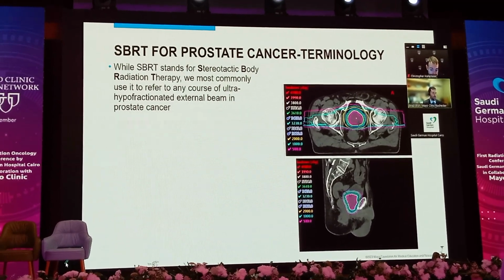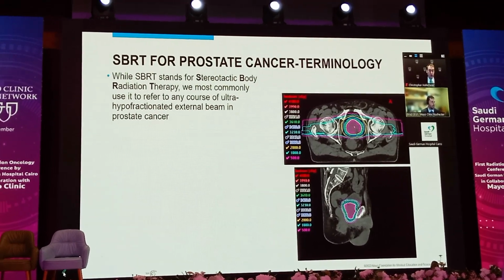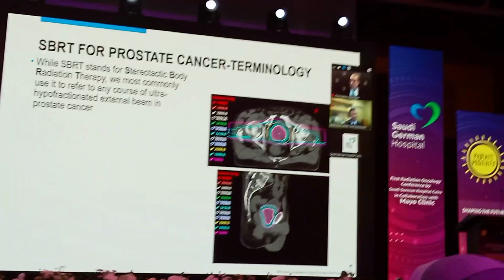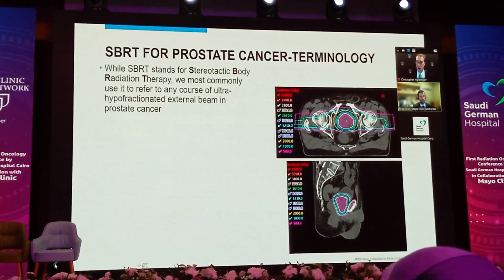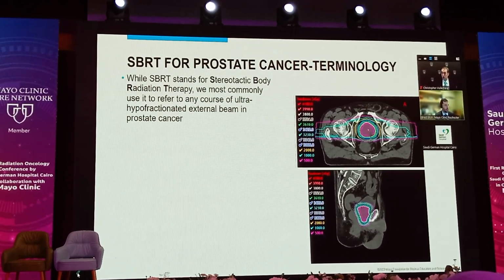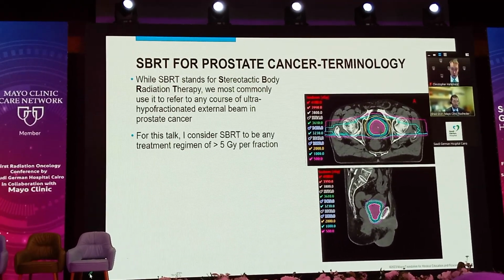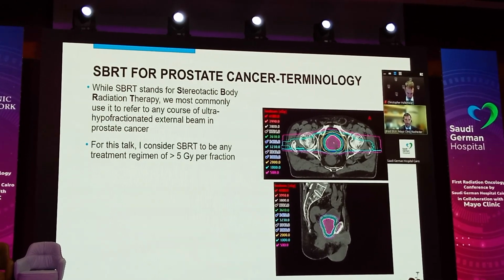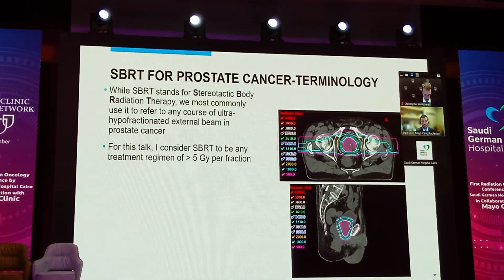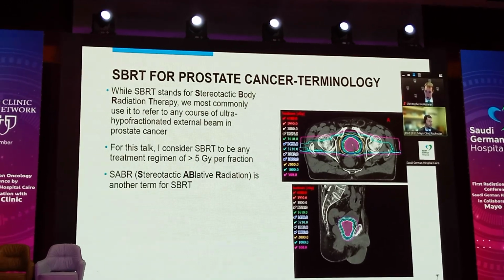So first wanted to start out a little bit just on terminology. We all know that SBRT stands for stereotactic body radiation therapy. And really in prostate cancer, it's been used as a term to cover all forms of ultra hypofractionated radiotherapy for prostate cancer. For the sake of this talk, I will consider SBRT to be any treatment regimen of greater than 5 gray per fraction, given that there is some variation in the literature, sometimes based on the location of the research group or the clinic that is being published on how they use the term SBRT.